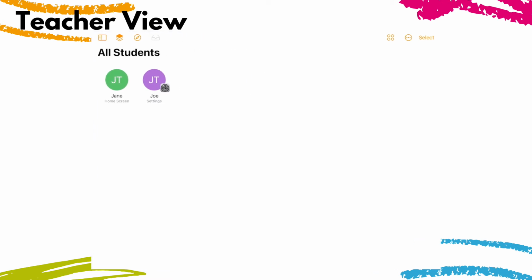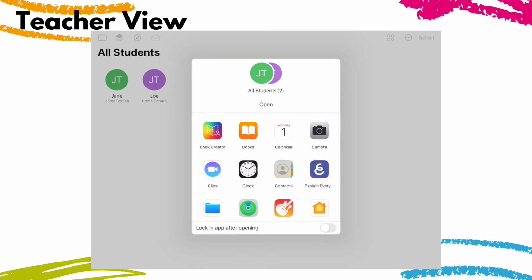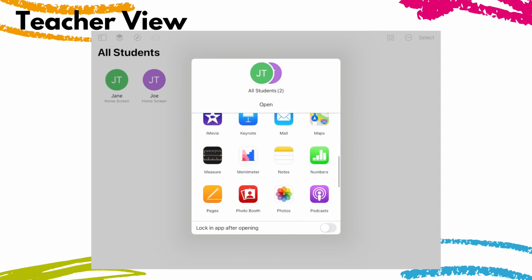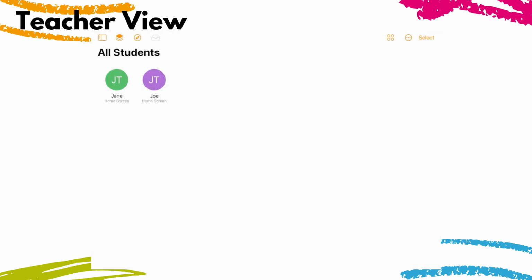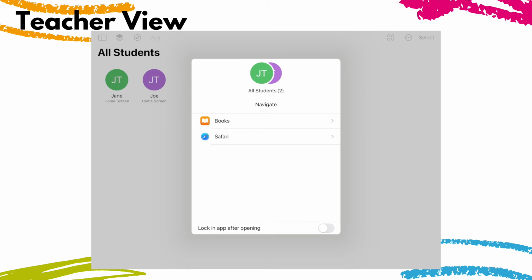So this is a sort of stacked icon, and this is where we would open young people into a particular app. So just as before, we've got all the app choices. I also have the choice to lock them in after opening as before. It works exactly the same. Moving to the next icon then, we have the little compass, and that is to navigate, and just as before I can navigate to books or web pages that I've saved in Safari. I can also lock them in just as it always has been.